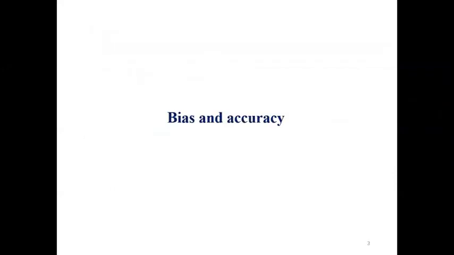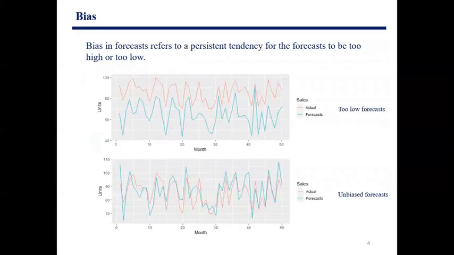So let's start with the definition of bias and accuracy. Bias in forecasts refers to a persistent tendency for the forecast to be too high or too low. I tried here to generate some examples. As you can see in the first graph, we have the actual sales in red and the forecasts in blue. The forecasts here are always lower than the actual sales. So here we say that we have biased forecasts. There is a clear bias in our forecasts.